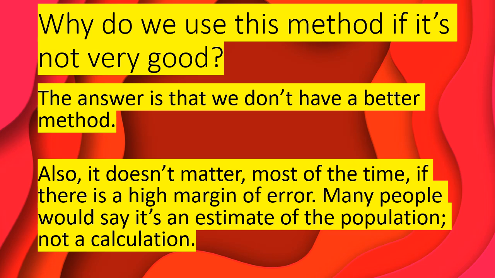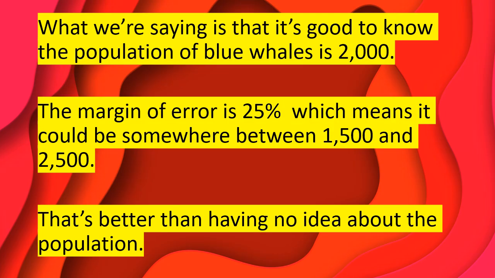So, question, why do we use this method if it's not very good? And the short answer is that we don't have a better method. Also, it doesn't matter most of the time if there's a high margin of error. Many people would say it's an estimate of the population, not a calculation. What we're saying is that it's good to know the population of blue whales is 2,000. The margin of error is 25%, which means it could be somewhere between 1,500 and 2,500. That's a big difference. But it's better than having no idea about the population at all.